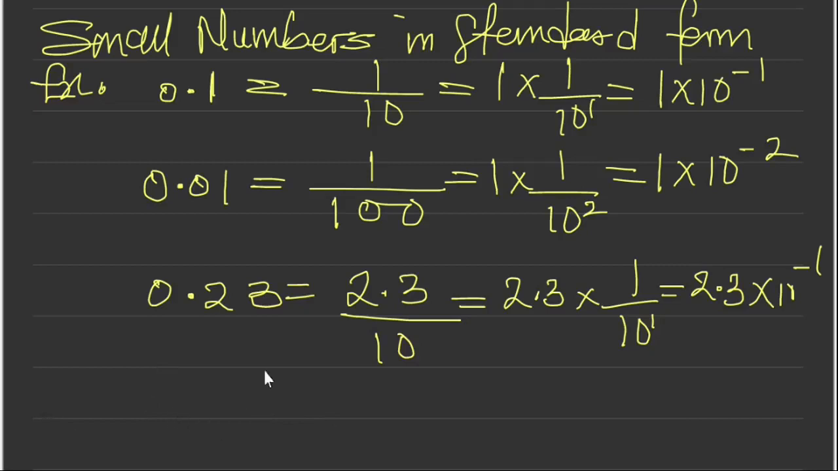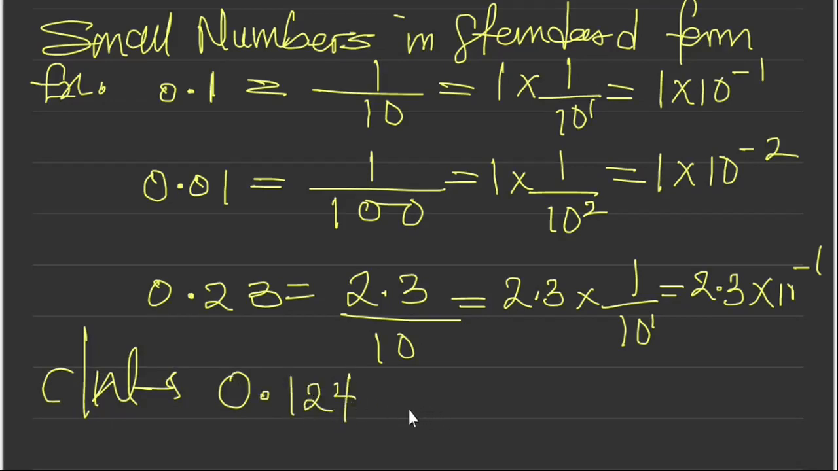Before I proceed, after these patterns of examples, I would like to evaluate you. So you do this: 0.124. You put it in standard form. So let's have another example. That's how you change the small number to a standard form. So let's have another one.